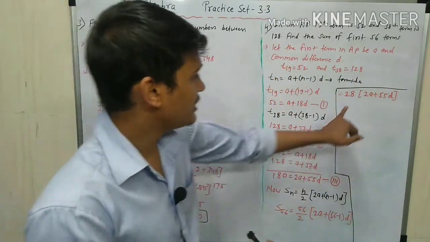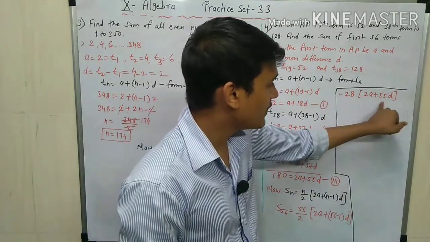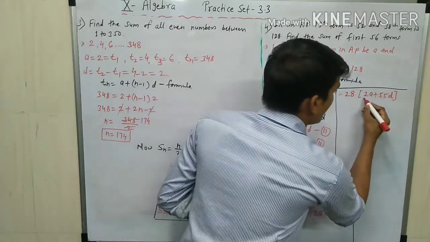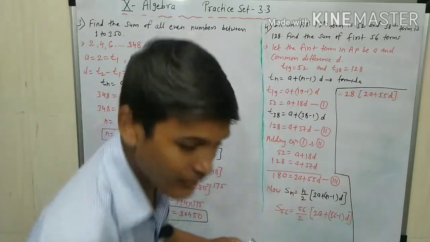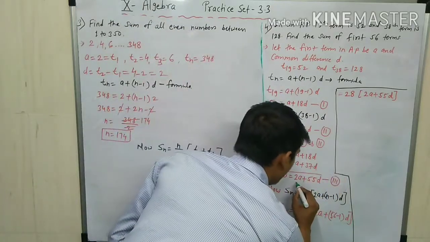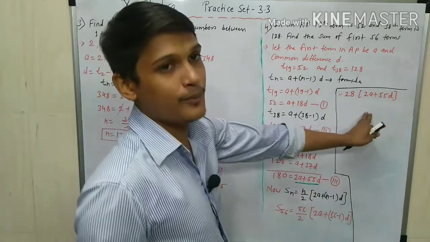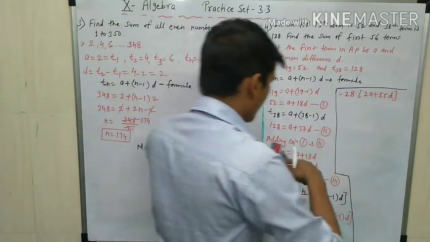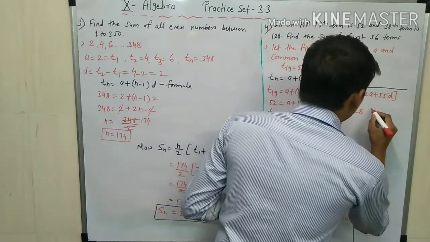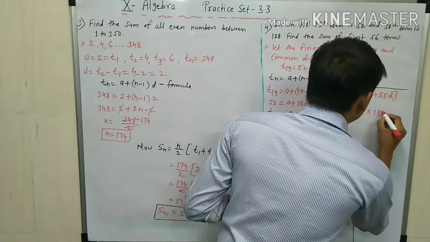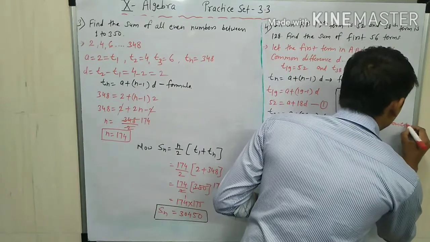Now look here, this equation S56 is equal to 28 times (2a plus 55d). Now 2a plus 55d is given. Understood? Its value is 180, from equation number 3. So we can put here 28 into 180, from equation 3.